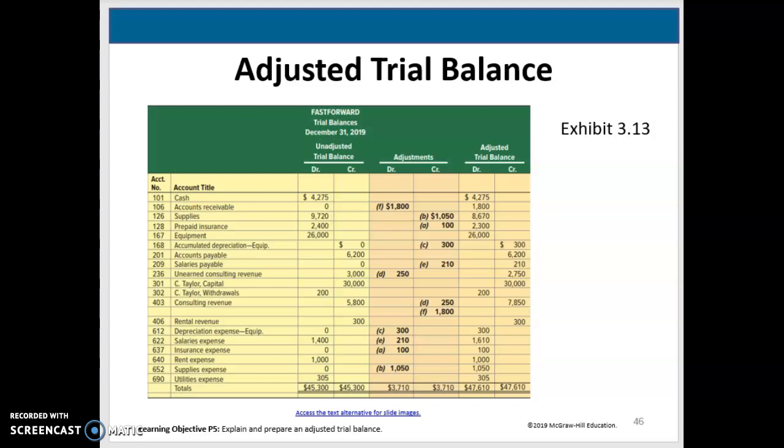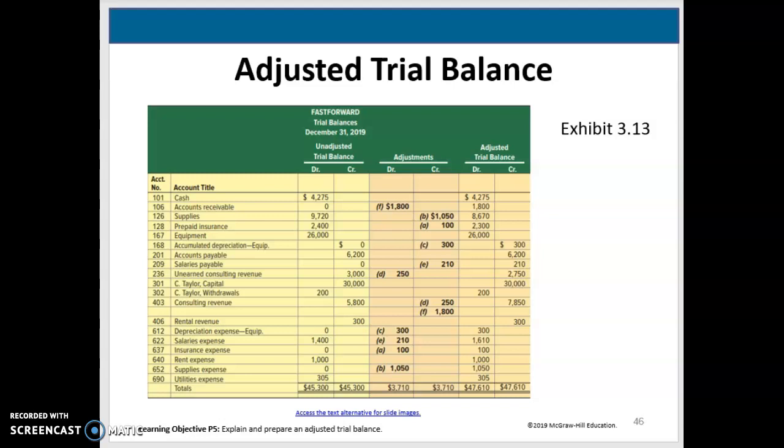Now we have two new columns in this worksheet. So the new columns are adjustments and then the adjusted trial balance. So the adjustments column is where we're going to record our adjusting entries. So the ones in the yellow to the left are the ones before we did adjusting entries. Then in the middle, under adjustments, we put our adjusting entries. Notice for every adjusting entry, just like every other entry, you have a debit and a credit.